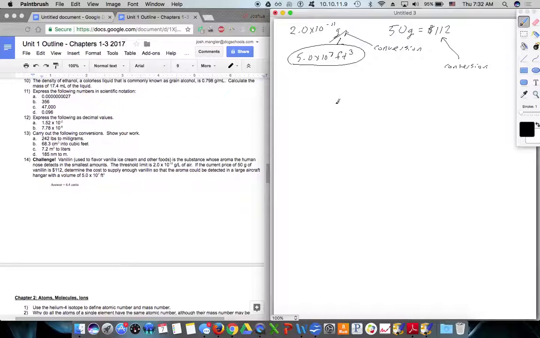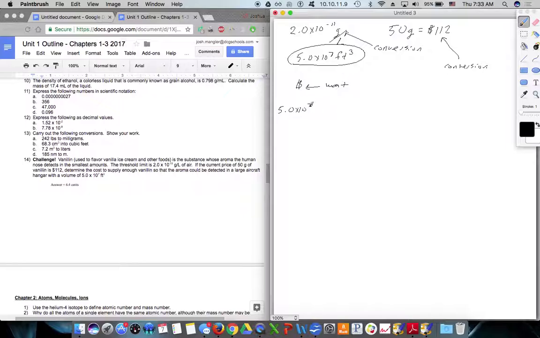Now, if we look at this question carefully, we're looking for money. That's the answer we want. So we first have to figure out what volume this is in liters, so that we can convert that into grams. Because this is a conversion that gets us to grams. Once we have grams, we can use this conversion to get us to money. Hope that makes sense.